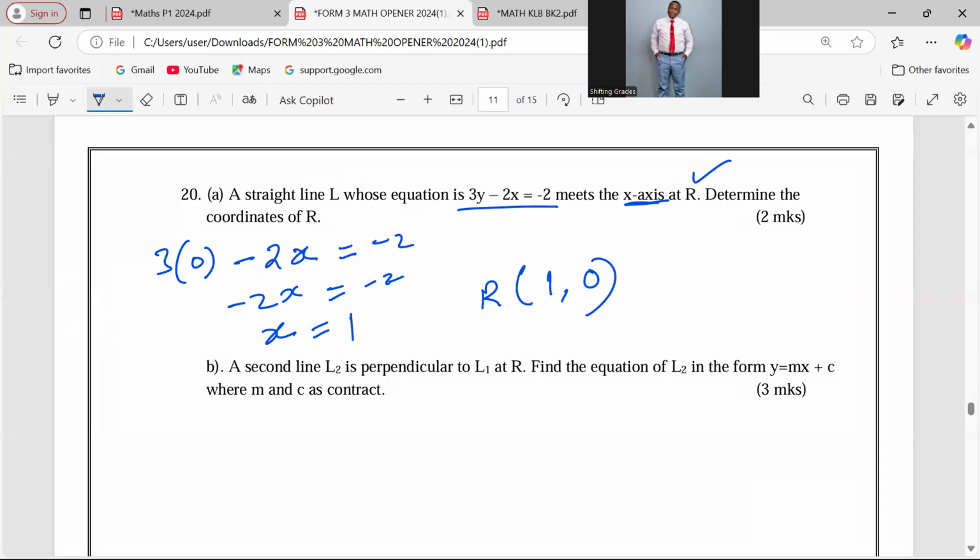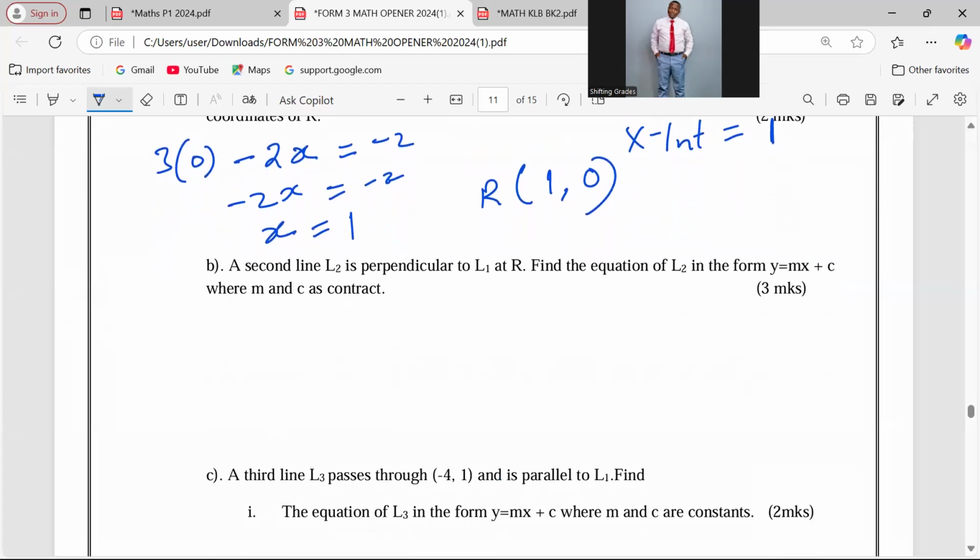So people are supposed to be very careful with x-intercept and coordinates of R. Those are different questions. If we had been told to determine the x-intercept, then we can say x-intercept is equal to 1. Just write it that way. But now we need it as a coordinate. So you write (1, 0). Good.